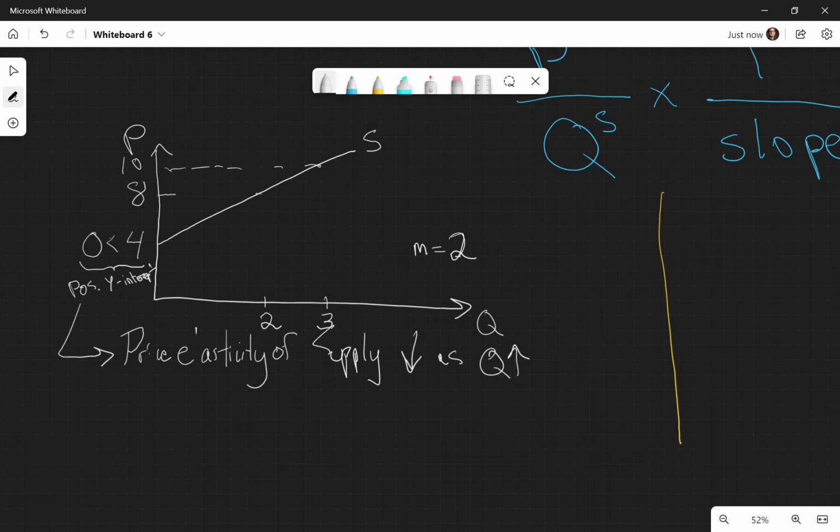Again, we're just using simple numbers to make it easy here. So our price elasticity of supply at these different points is going to be similar but different, right? We know that it changes over the course of a demand curve in the same way it changes over the course of a supply curve.